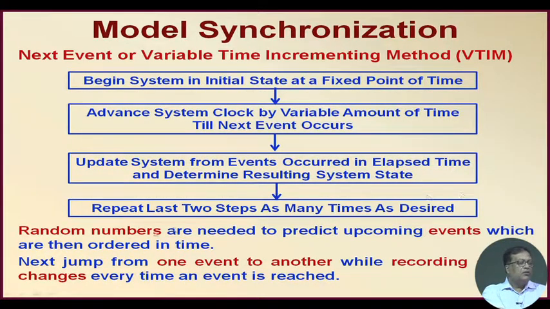All right. So, random numbers are needed to predict upcoming events, which are then ordered in time. Next, jump from one event to another while recording system changes every time an event is reached. So, you see, you are now getting a broad idea of how discrete event simulation is carried out, right.